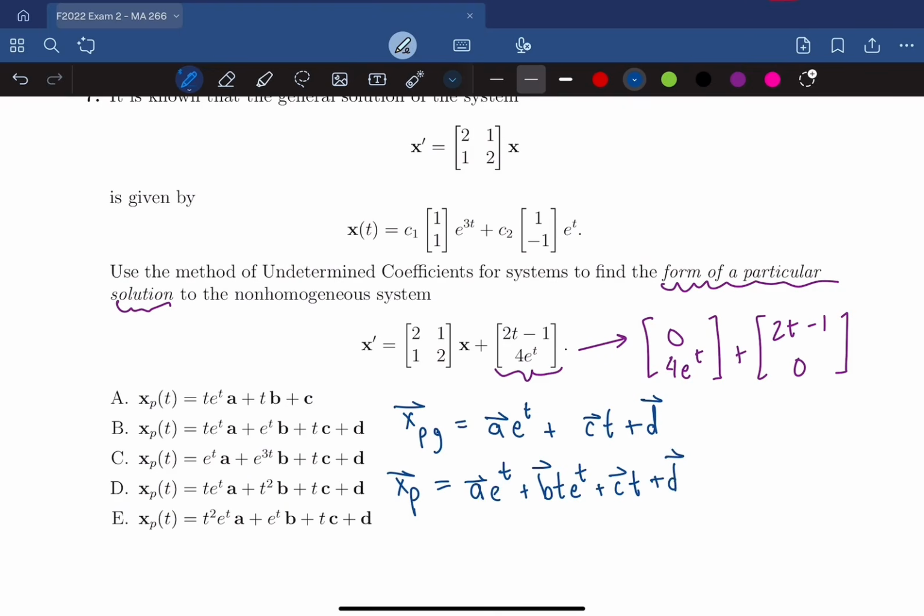I hope that made sense. The duplication procedure was just adding a term and then multiplying that term by t, whereas in a non-system, the duplication procedure would just be to multiply by t, and we wouldn't have this part. So if this wasn't a system, we would just have a t e to the t. But since it's a system, we have a e to the t plus bt e to the t. Hopefully that makes sense. I think that is the answer right over here. Yeah, it's right here. They have their coefficients a little different than me, but it's the same thing.